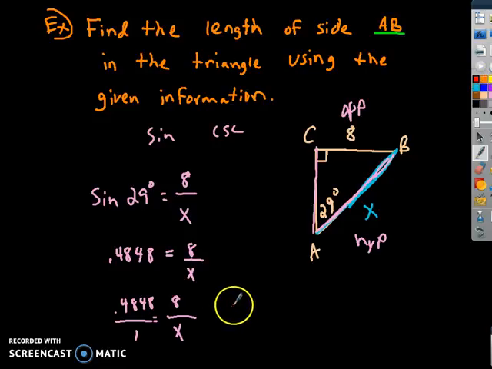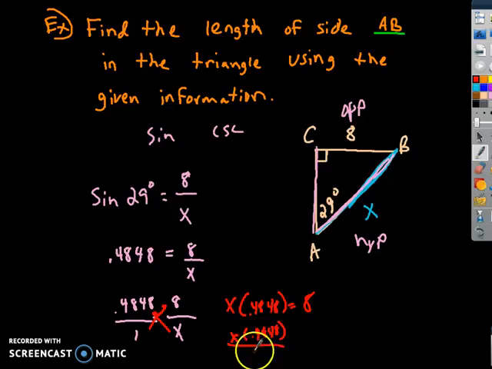So you wind up getting x times 0.4848 equals 8, because you multiply x to this number, 1 to 8. So you haven't really solved x because x has a number next to it. So you know you divide both sides by this 0.4848. You divide this side by 0.4848 and divide the 8 by 0.4848.